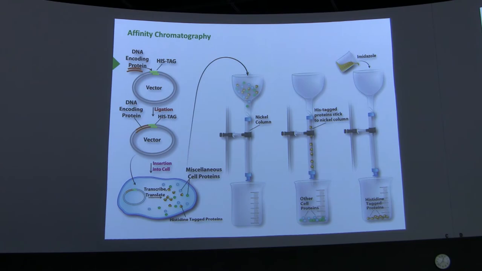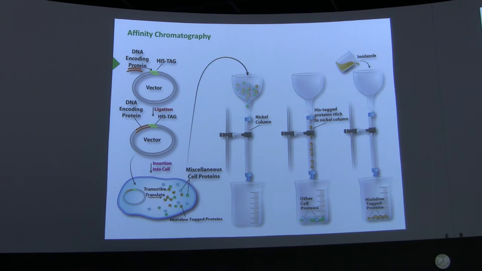Well, no, I don't, because in addition to the human growth hormone, I got all those bacterial proteins that the bacterium is making all the time anyway. I've got to purify my material away from theirs. And this is where the histidine tagging comes in. With a histidine tag, histidine will bind to nickel. So I make a column that's got nickel attached to it.